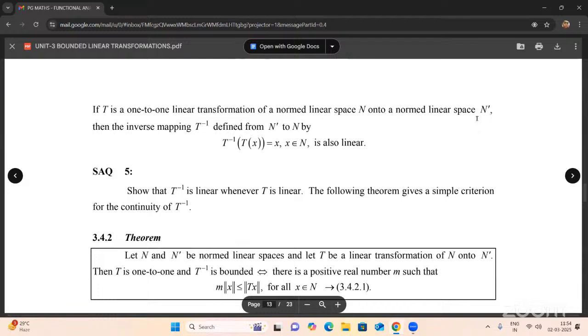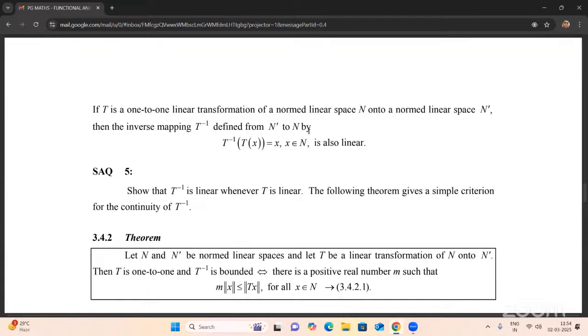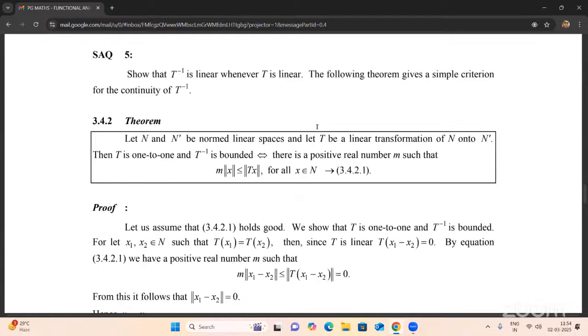So, what is the inverse transformation or inverse mapping? How to define the inverse mapping? Suppose the given transformation is T defined from n into n dash. What is T inverse? That is n dash to n. So, T inverse of T of x equal to x, where x belongs to n. The inverse transformation is also a linear transformation. This example was already practiced here. Okay, there is no doubt, students.